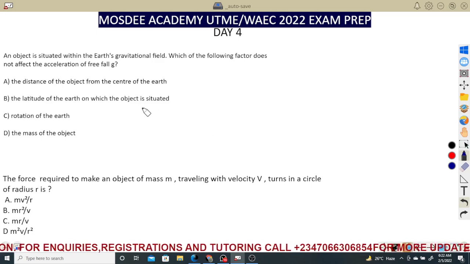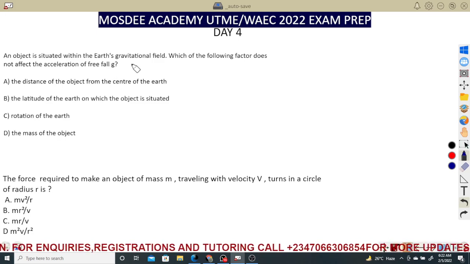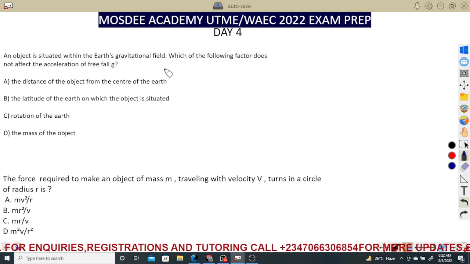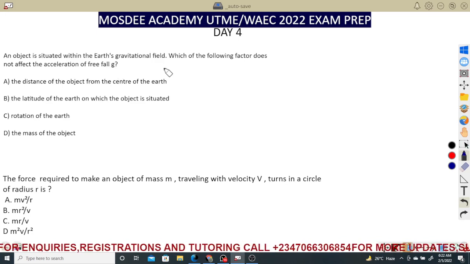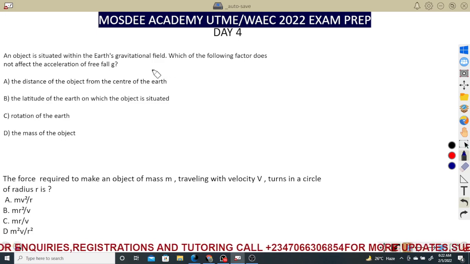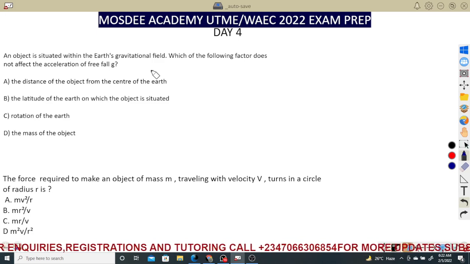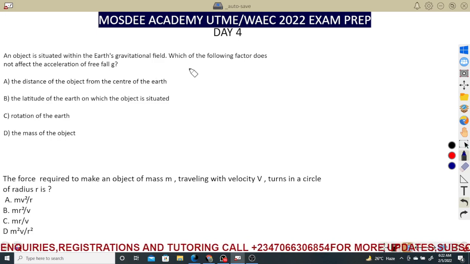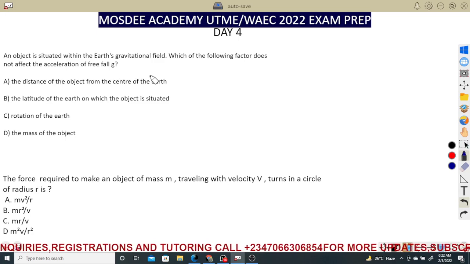Now, about the penultimate question, we have an object situated within the Earth's gravitational field. These are still basic questions on gravitation. The other questions, I think, will be in the next set, whereby we take some other questions with respect to some other topic. We are trying to take all questions on topic 10 per day. Like I said, the penultimate question is: an object is situated within the Earth's gravitational field. Which of the following factors does not affect acceleration of free fall?